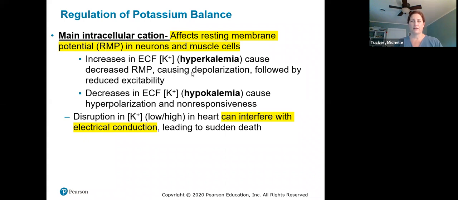In skeletal muscle, it causes muscle fatigue and weakness, either because the membrane becomes hyperpolarized, or because even in levels of high potassium, it'll result in depolarization, but then there's a hard time resetting that membrane potential. So high or low, disruption in potassium balance affects the resting membrane potential. And when we get to the heart, this disruption in electrical conduction can actually lead to a heart attack and potential death.